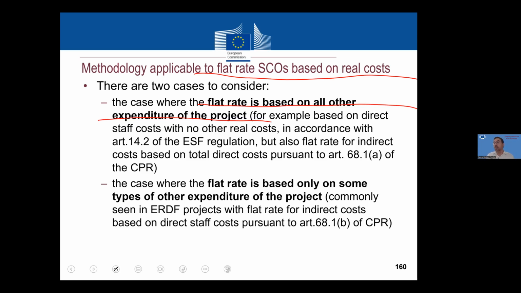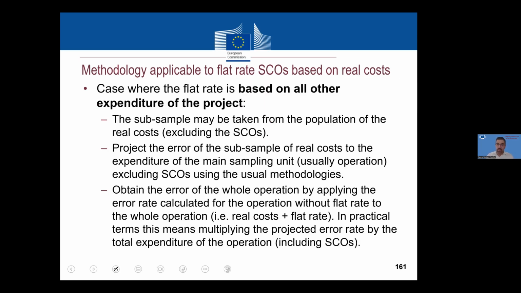So basically what it means is a situation where the standard cost option is a percentage of all the real cost items. The second sub-case, let me call it like that, is a situation where the flat rate is based only on some types of other expenditure items of the project. Very more common in ERDF projects, where you have a flat rate for indirect costs that, for instance, is based on direct staff costs. So either this flat rate is applicable to all other real cost items or just a part of the other real cost items. This generates different ways to audit and to project the errors of these standard cost options. So how to do it?